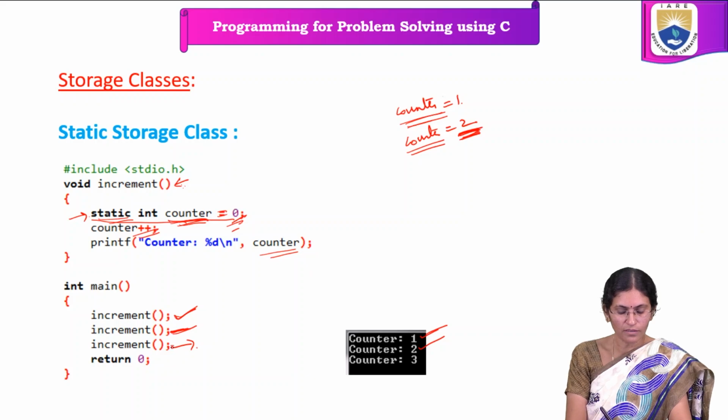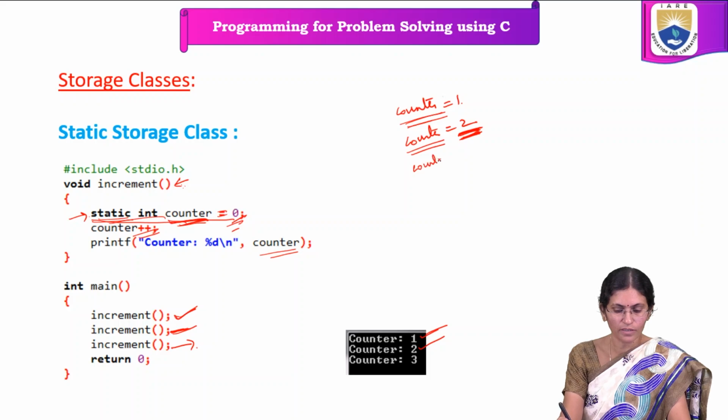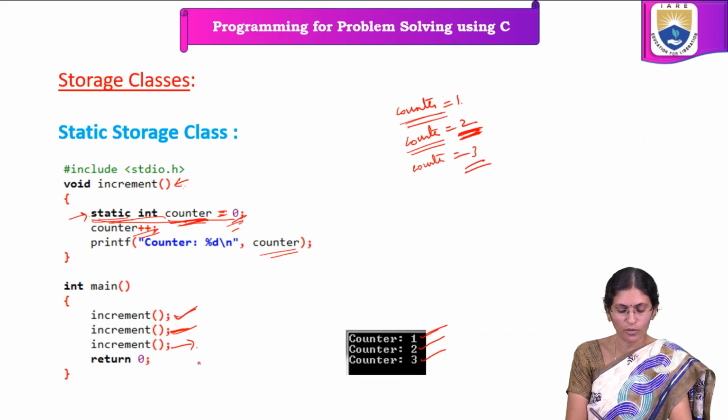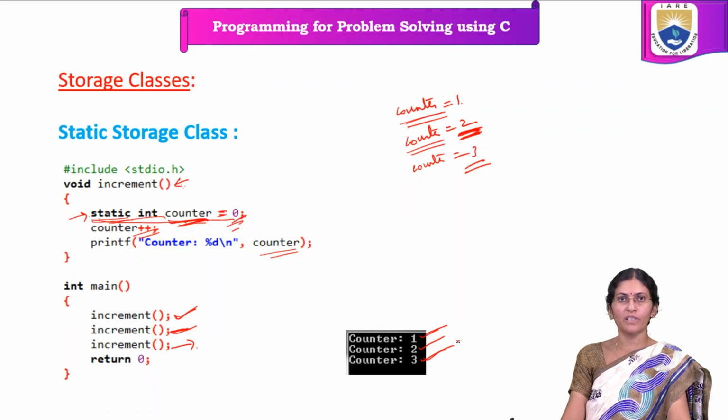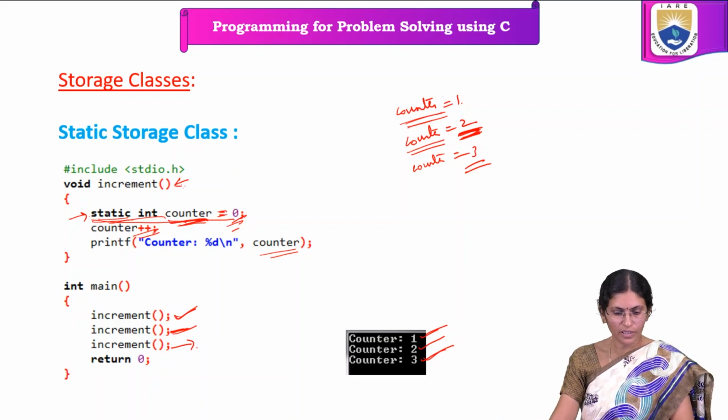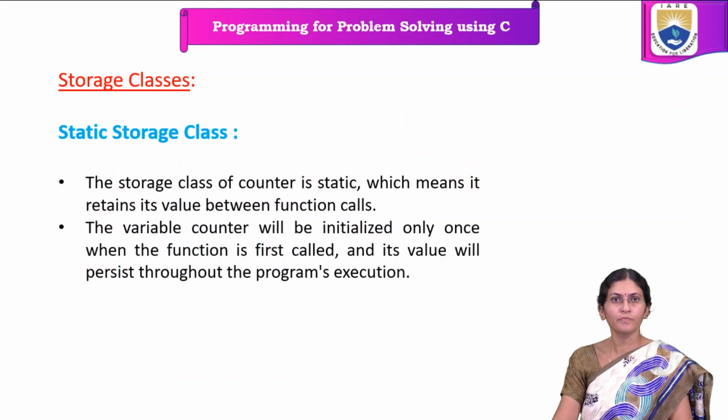So when next time the function is called, this counter variable is a static variable, so its value will not be destroyed. It will be as it is. Now when it is incremented by 1, counter is equal to 3. So this is the output: if you call this function 3 times, the counter value will be 3. In this way we can use the static storage class or static variables.